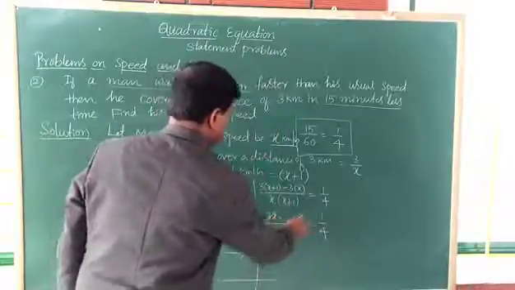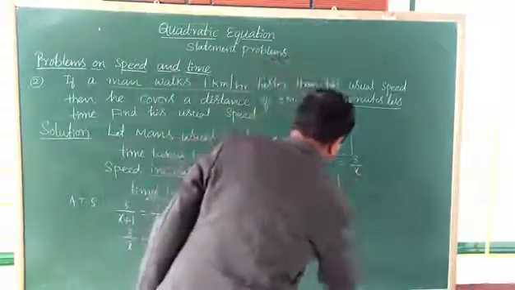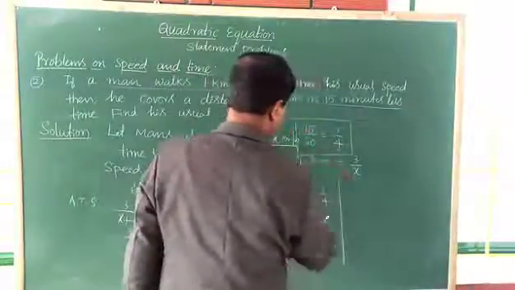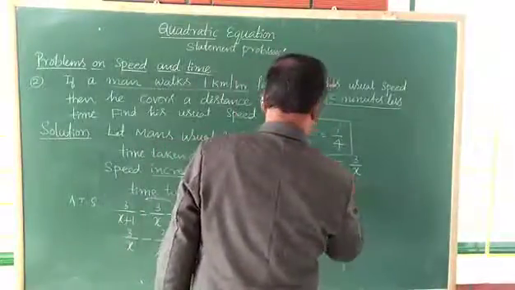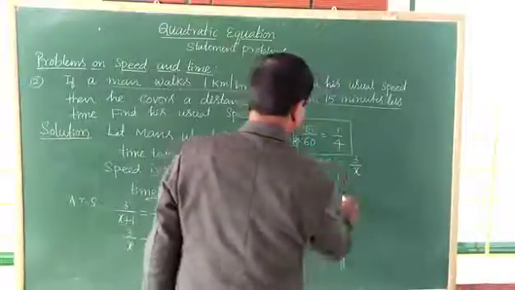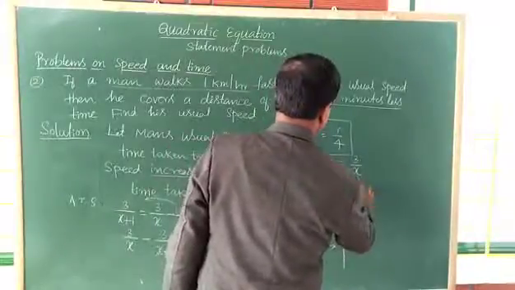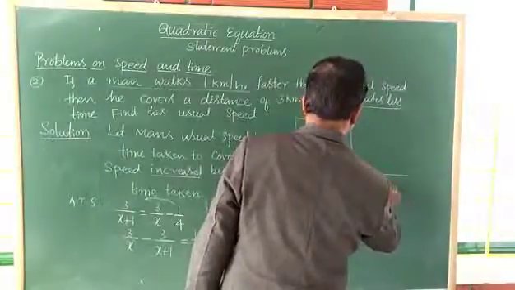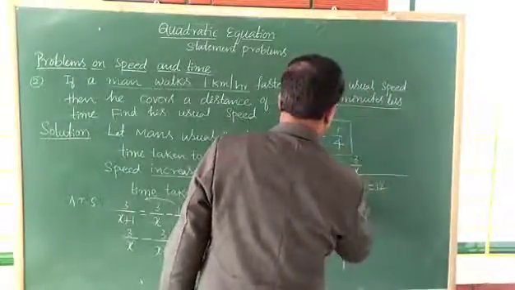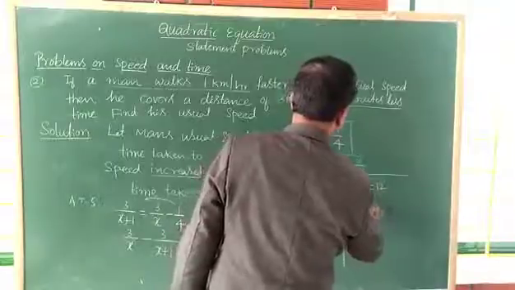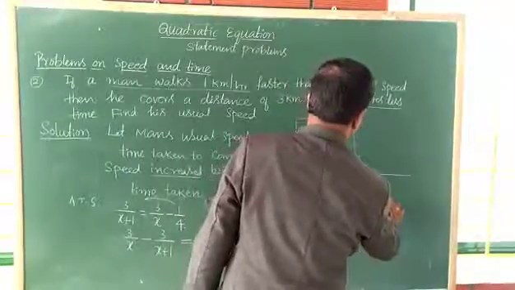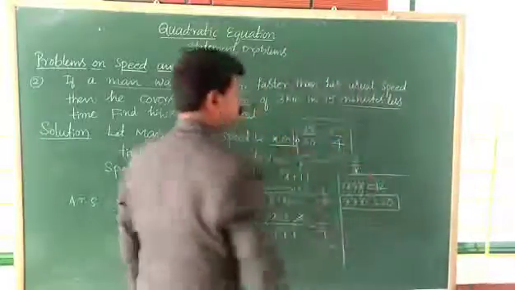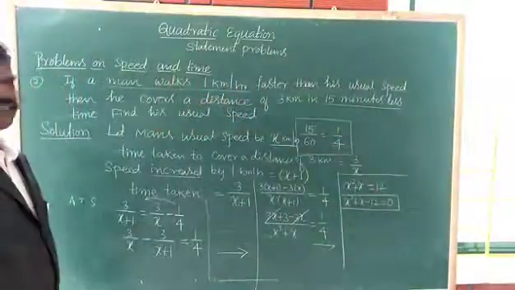Here 3x gets cancelled. Now continuation of this, cross multiplication, 3 fours are 12 and x square plus x is equal to 12, or x square plus x minus 12 is equal to 0. This is the standard equation.